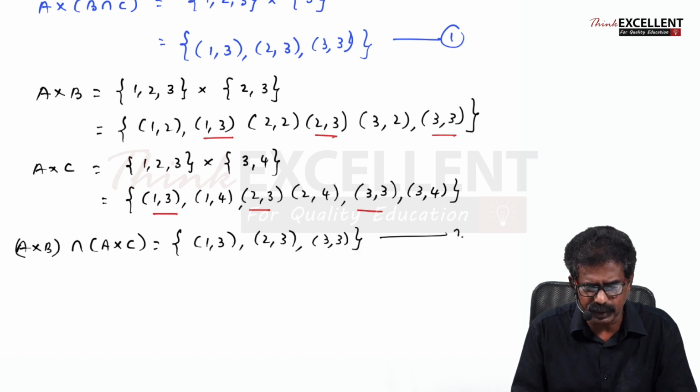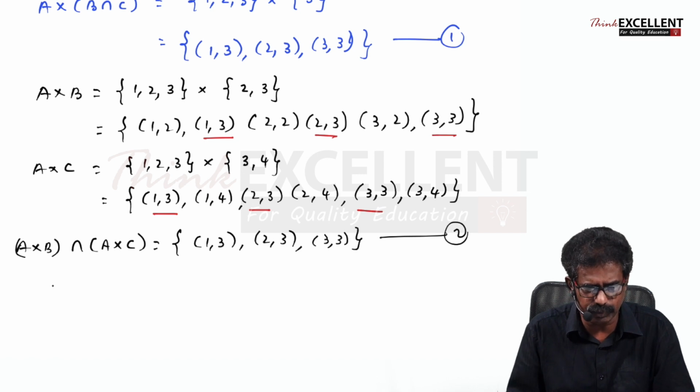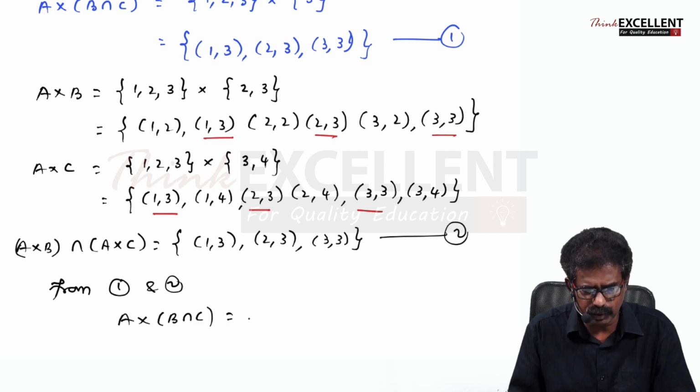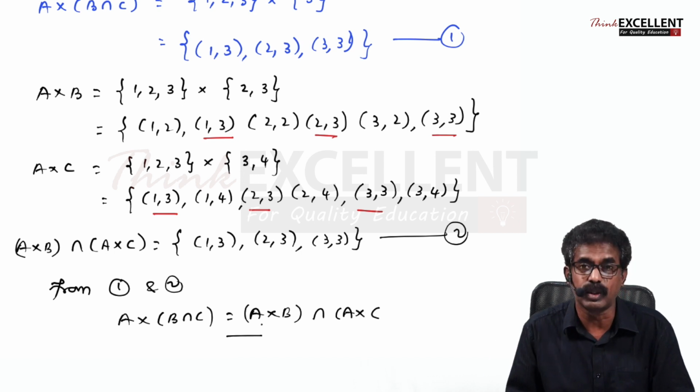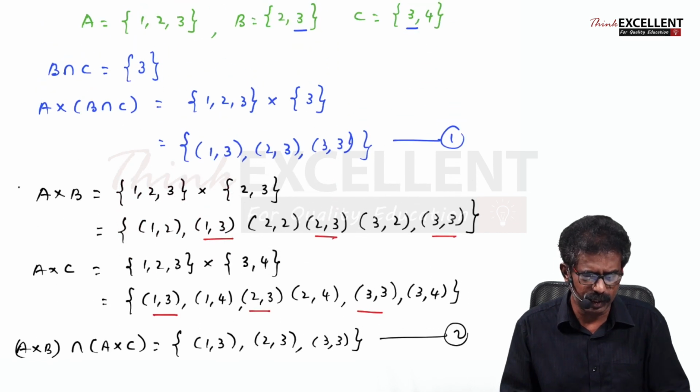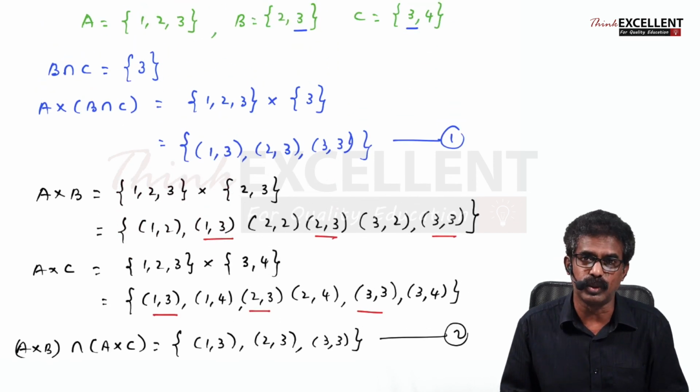So both the answers are the same, right? 1 and 2 are the same. So you can say from 1 and 2, A cross B intersection C equals A cross B intersection A cross C. Okay, so write like that. You write the conclusion also. Like that, I think other subdivisions you can do on your own.